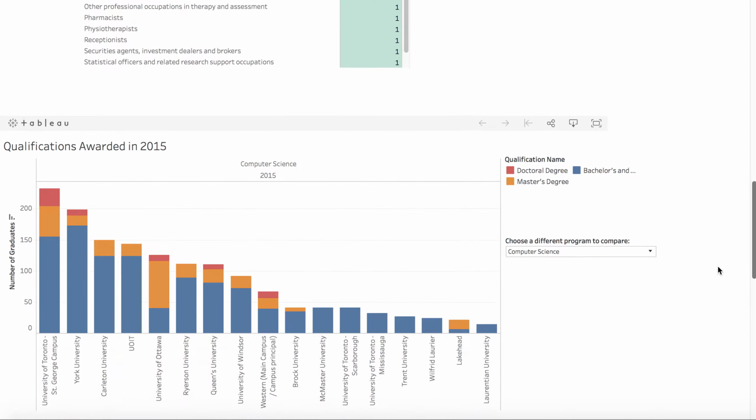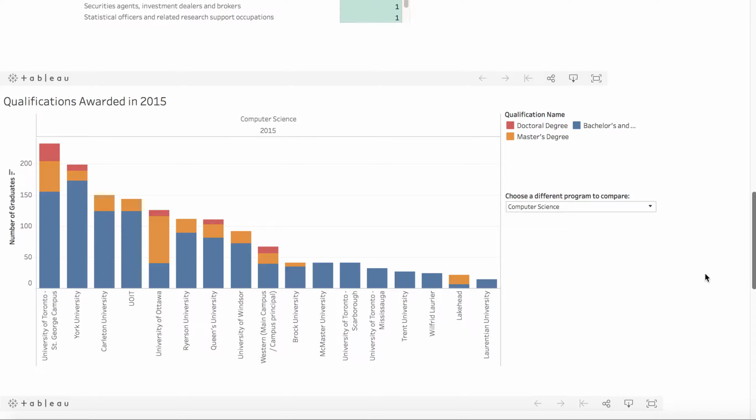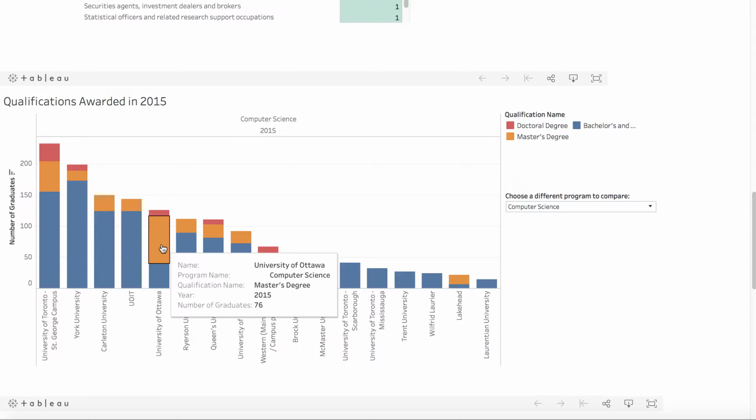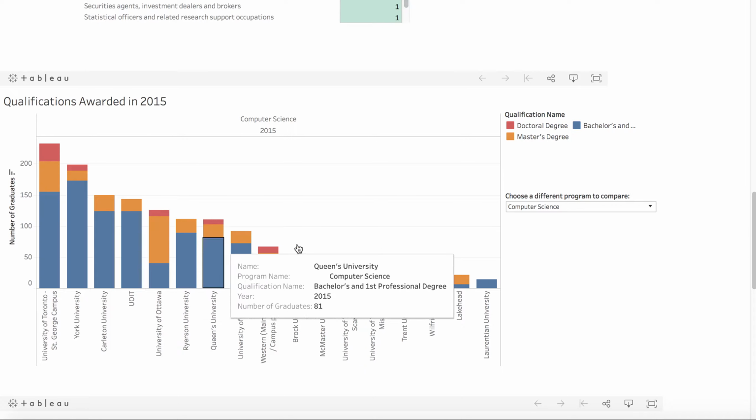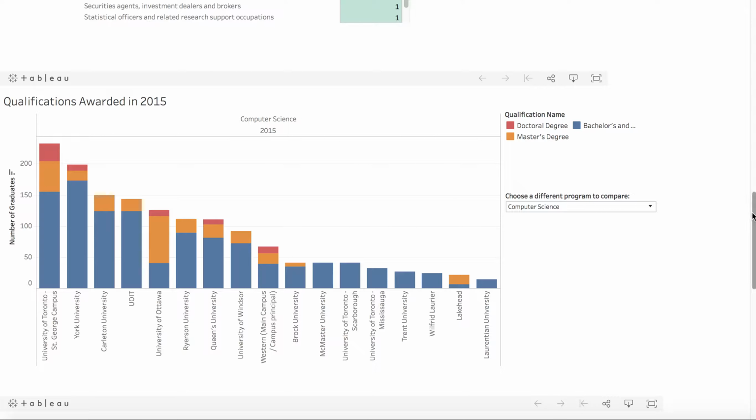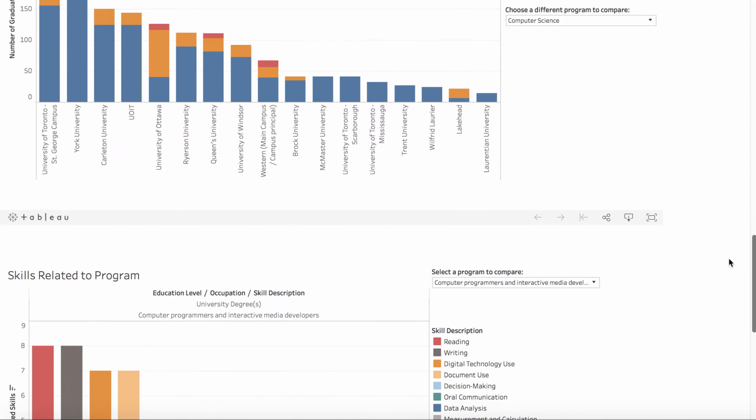And we also can see the number of qualifications awarded in 2015 by university. And this is a really interesting one because it made us think: here at the University of Ottawa, they have the largest number of computer science graduates in 2015 for the master's degree. So it made us wonder what's going on at the University of Ottawa with computer science, and maybe they have a more innovative program. And so this is something that the student could investigate going forward.